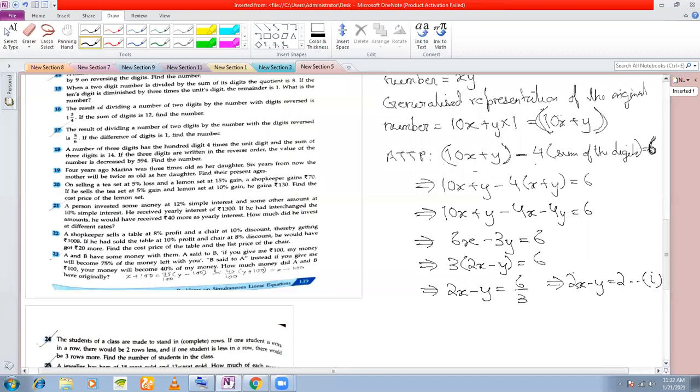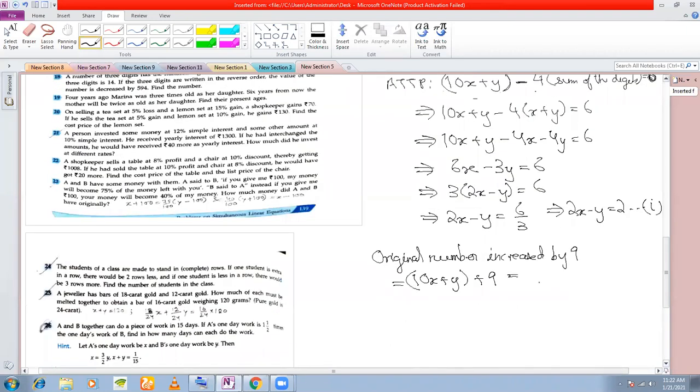Now with the help of the second condition, we shall form a second equation. Now let's read the second condition. If it is increased by 9, what is increased by 9? The original number. If the original number is increased by 9, let's write it. Original number increased by 9 is equal to, original number was 10x plus y, plus 9. So if the original number is increased by 9, this is the number that you're going to get, 10x plus y plus 9.